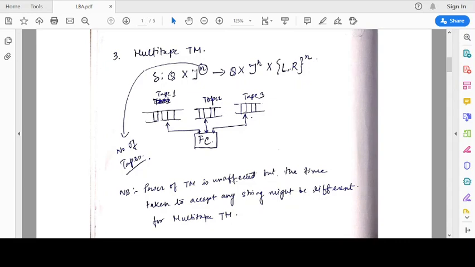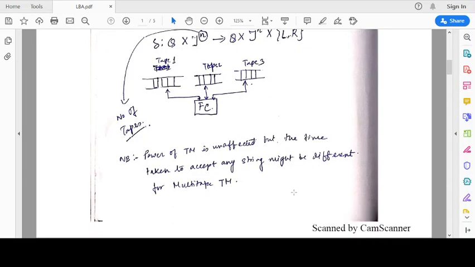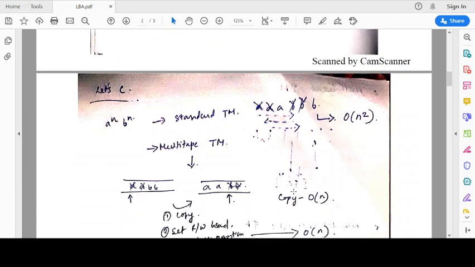That is what I have written here. The power of a Turing machine is unaffected, right? But the time taken to accept any string might be different for a multi-tape Turing machine. And in most cases, the time taken actually reduces because it has multiple tapes. We will see how. We'll actually take an example and see how.